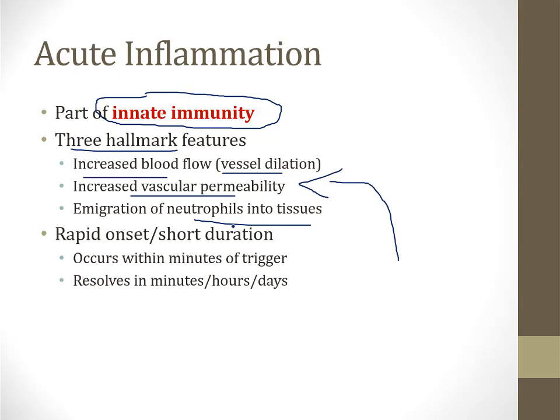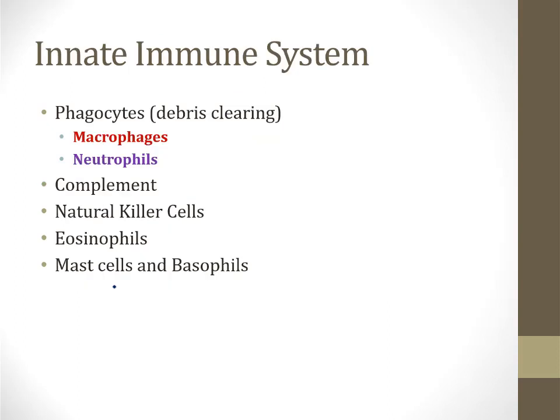And as I said on the last slide, acute inflammation, in contrast to chronic inflammation, has a rapid onset and short duration. Within a few minutes of a trigger, acute inflammation can begin, and it usually resolves within a few minutes, hours, or sometimes days. Shown on this slide are the elements of the innate immune system, which I discuss in the video in immunology.